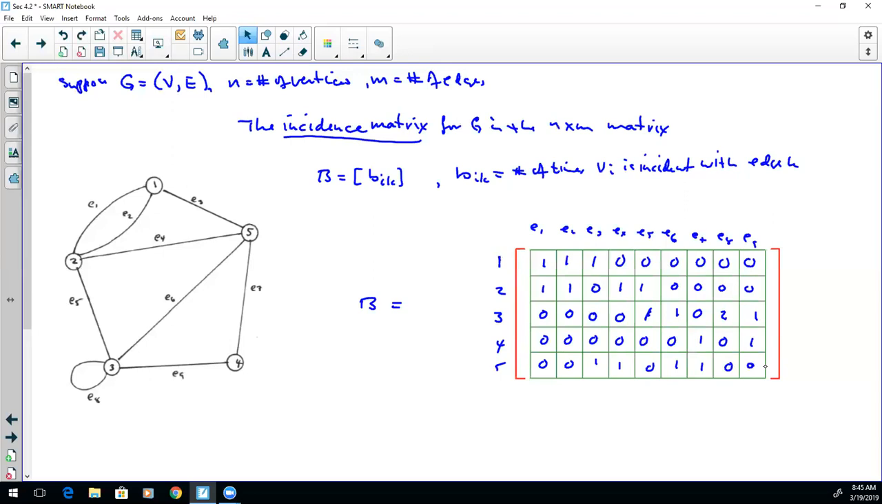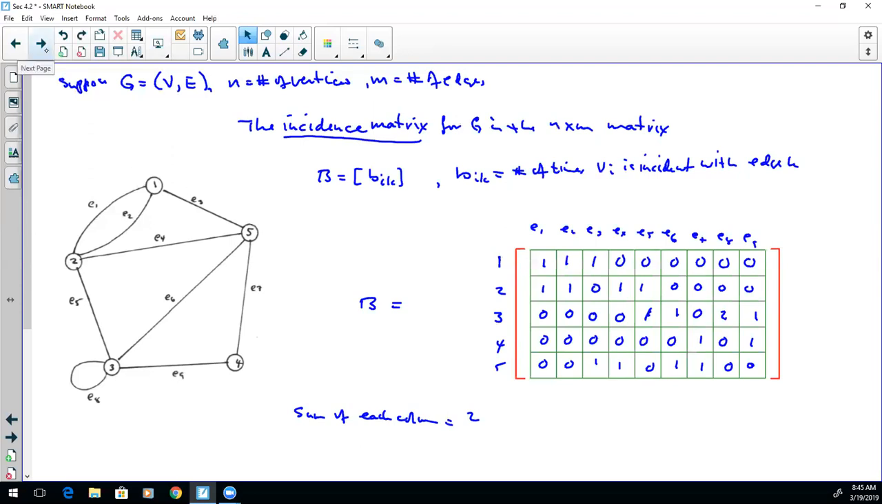So one of the things we look at here is that the sum of each column is going to be 2, right? Because an edge corresponds to 2 vertices. In the case of E8, the 2 vertices are the same, but the sum of each column is going to be 2.